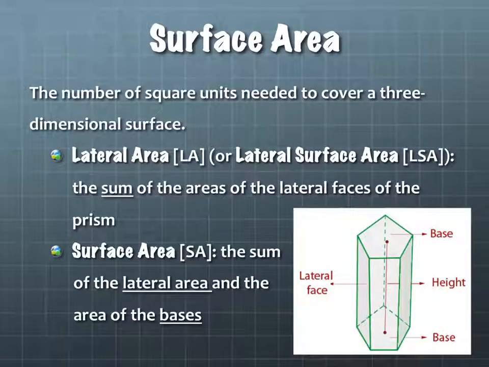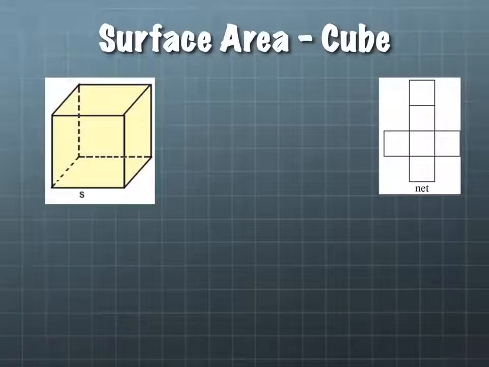So lateral area is around the sides, bases are on the top and bottom, and if we're talking about surface area as a whole, it includes all of that. The around the side, the lateral, plus the two bases. And of course this picture is of a pentagonal prism, right? Yes, so long ago, pentagonal prism. Specifically, we're going to look at formulas for finding surface area.